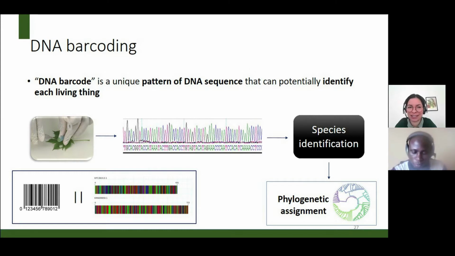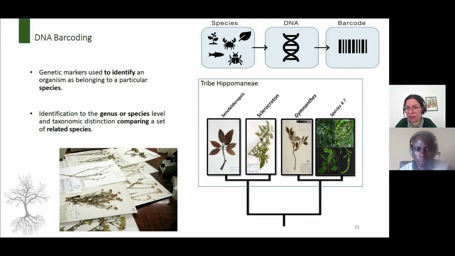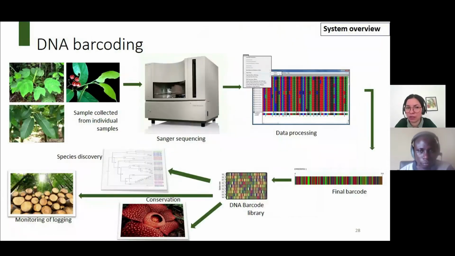You use just a small sample to amplify a specific region of the DNA, and this region is very variable, so it can be used for species identification, and later for phylogenetic assessments and so on. This is what is called a DNA barcode. It's just a fragment of the genetic region that you can use to differentiate species.